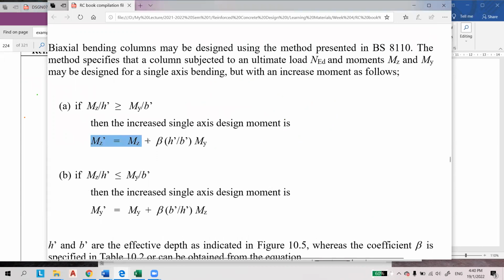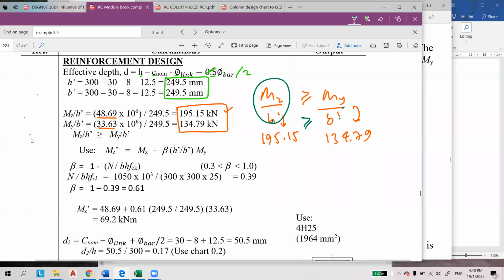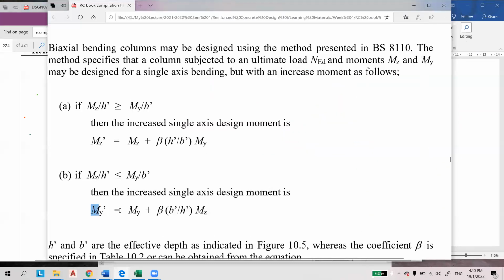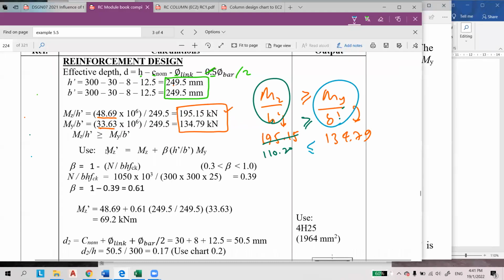Mz prime is equal to Mz plus beta multiplied by h prime over b prime times My. If this value is, let's say, 110.29, this one is lesser than this one. So we use this equation. We use these equations in order to determine our bending moment. But now we focus on this equation, Mz prime equals Mz plus beta. So we use these equations.